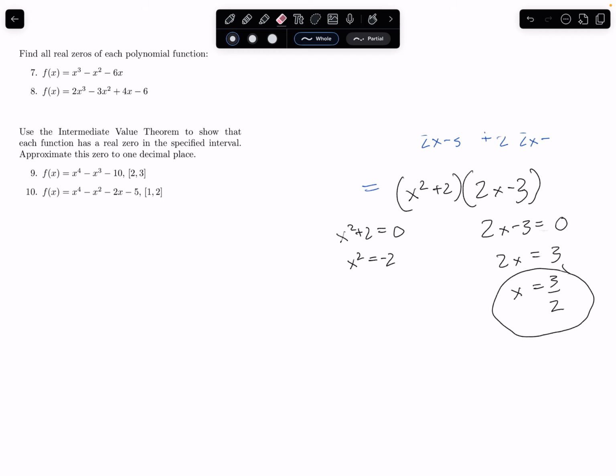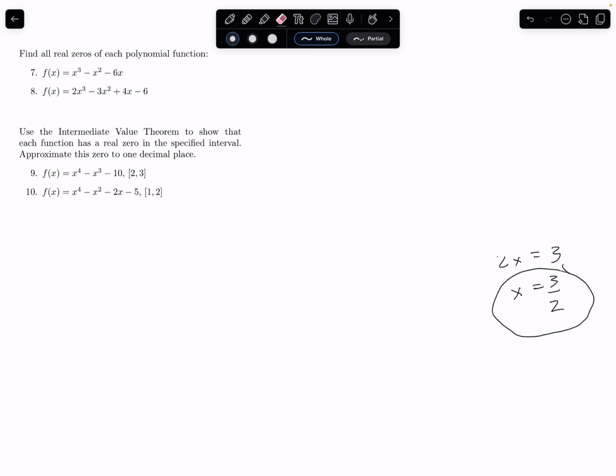Great. Okay, now moving on to number 9 and number 10. So now we're going to apply the intermediate value theorem to show that each function has a real 0 in the specified interval. And then once you do that, we're going to approximate. We're going to try to narrow it down to where exactly that root is. And you can do it however close you want to.